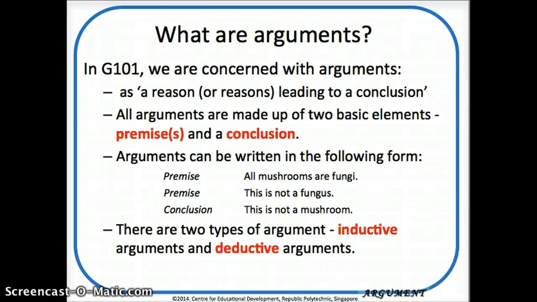So, what is an argument? Some of you in your research today would have discovered that basically an argument is a reason or set of reasons leading to a conclusion. Now, an argument can be broken up into two basic elements, premises and a conclusion. And there are two types of argument, inductive arguments and deductive arguments.